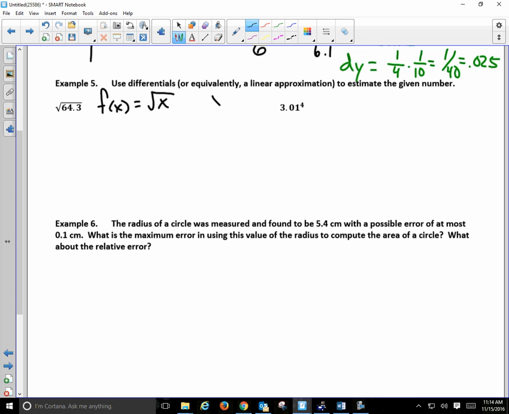Then I got to come up with an x and a delta x, which is the same thing as dx. Now, I don't know the square root of 64.3, but I do know the square root of 64. How far will I move from 64? 0.3. And we'll pick it up there when you get back.